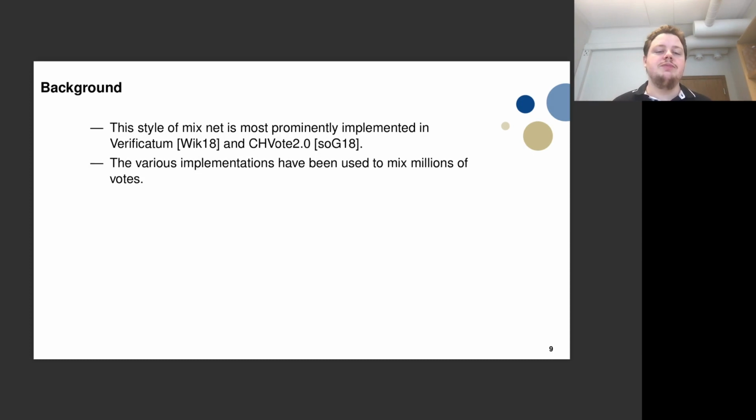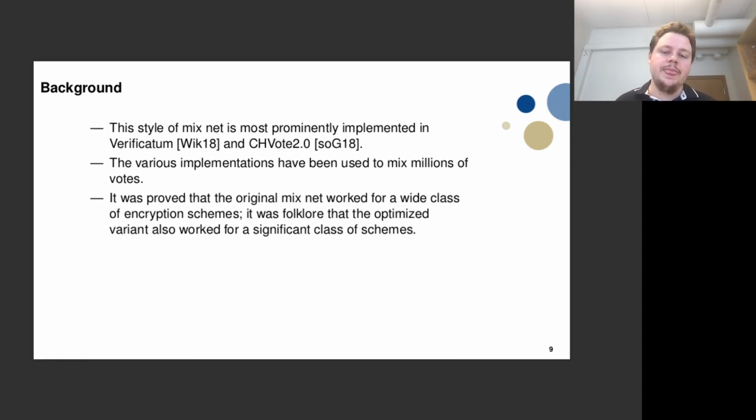So this style of mixnet is primarily implemented in Verificatum, which has been used in several national elections, and in the VoteX system, which was designed for use in Swiss national elections. The various implementations have been used to mix millions of ballots in national and lower tier elections. Now, it was proved that the original mixnet worked for a wide class of encryption schemes, and it was folklore that the optimized variant also worked for a significant class, but an exact claim and proof had never been given previously.